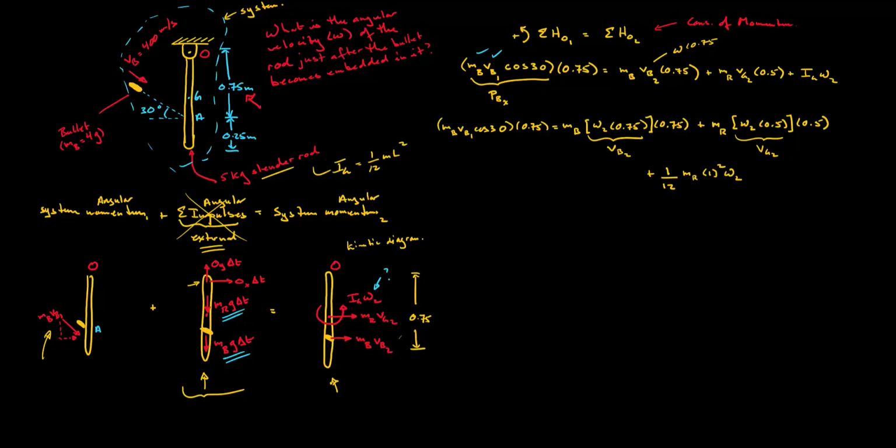And so here we are. We have everything that we need. We've replaced the unknowns, which are VB2 and VG2, with their fixed axis rotation definitions. So we have omega 2, and omega 2. Everything else is known: the mass of the bullet, the initial velocity of the bullet, the mass of the rod. So we can isolate for omega 2 and solve, and we find that omega 2 is equal to 0.623 radians per second.